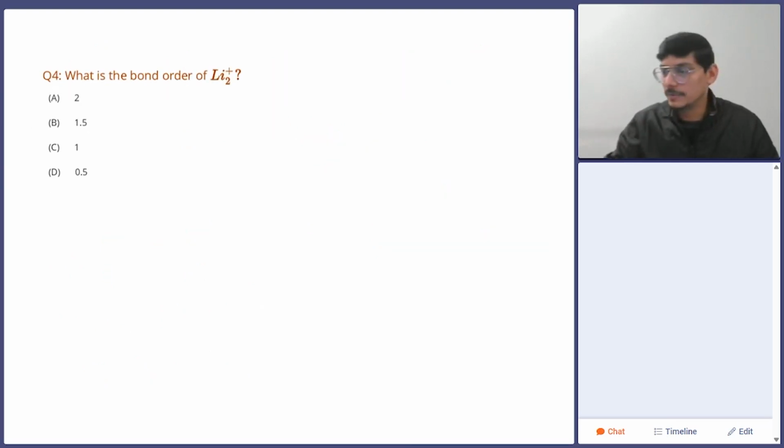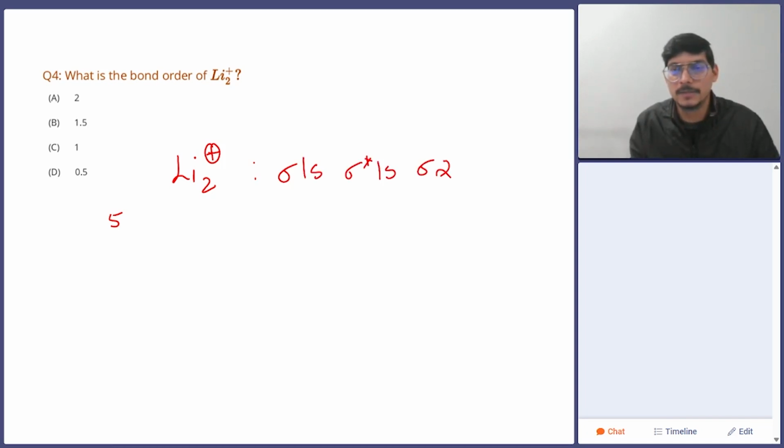Moving to the next question, what is the bond order of lithium monopositive ion? Okay, so lithium has atomic number of 3, which means Li should have 3 electrons, and Li2+ has 5 electrons, as positive charge means 1 electron is gone. So we have 5 electrons, right? So you can write the sequence of energies of molecular orbitals, right? So this is sigma 1s, this is sigma star 1s, and that is sigma 2s. We have 5 electrons, so no need to bother going ahead. So 2 electrons will be put in sigma 1s, 2 electrons will be put in sigma star 1s, and 1 electron will be put in sigma 2s, right?